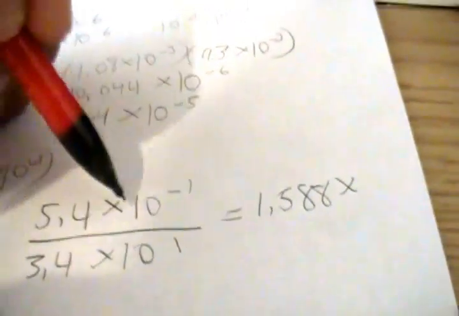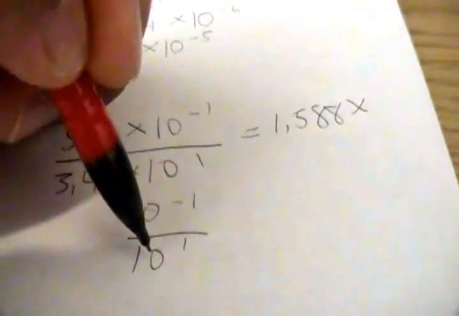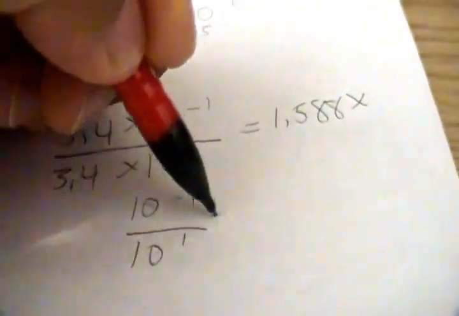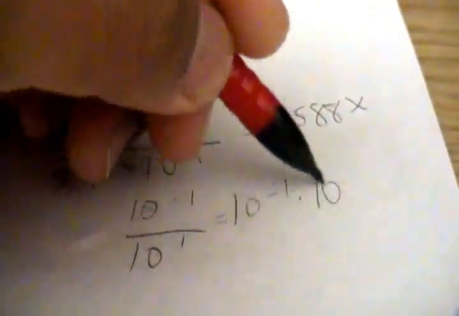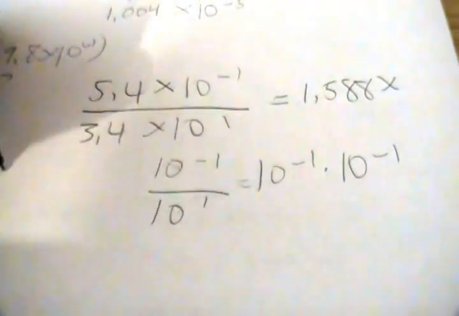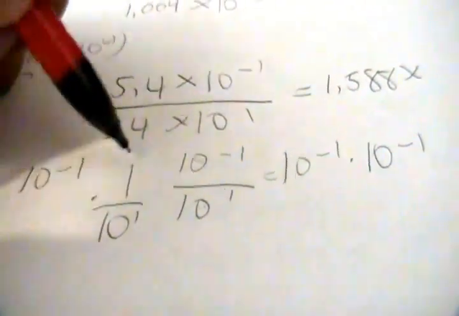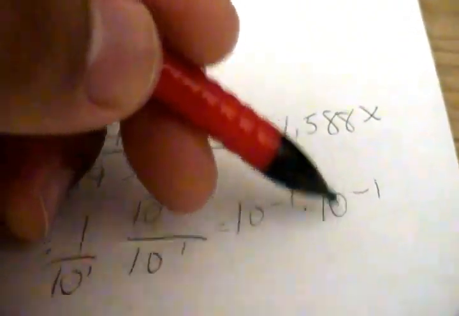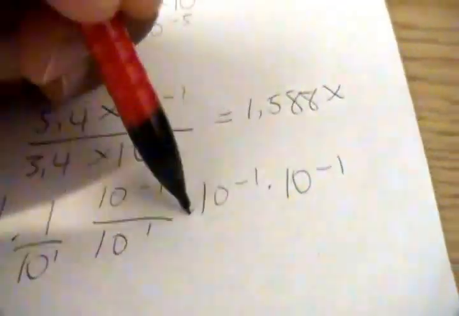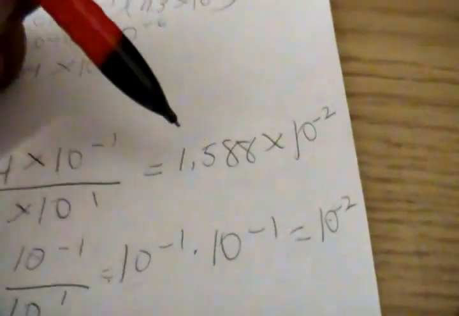Now here we have 10 to the negative 1 divided by 10 to the 1. However, we can rewrite this as 10 to the negative 1 times 10 to the negative 1, because remember, this is technically 10 to the negative 1 times 1 over 10 to the 1, and by definition, 1 over 10 to the 1 is also 10 to the negative 1. So now we have the same bases and can combine them. We get 10 to the negative 2, and this is the final answer.